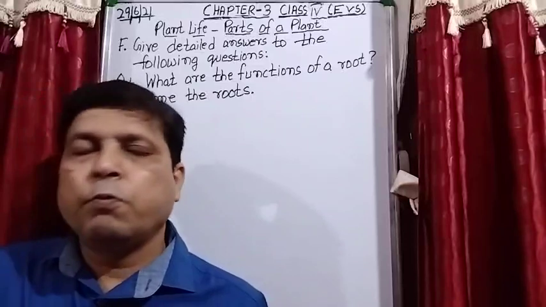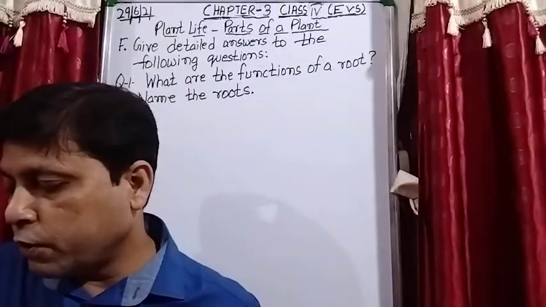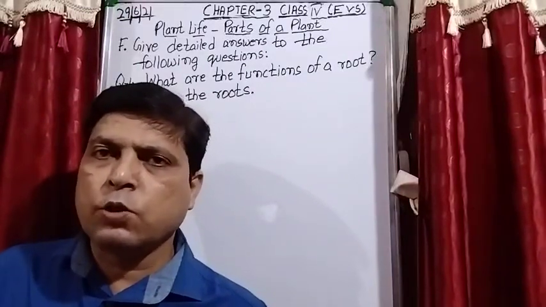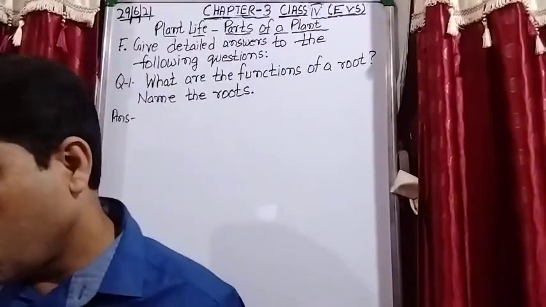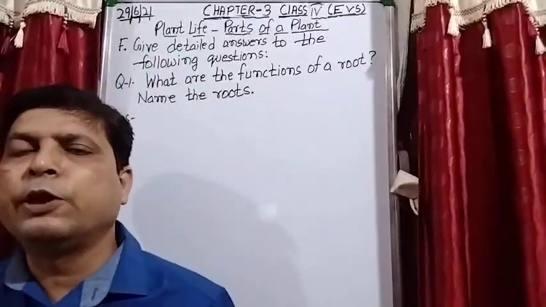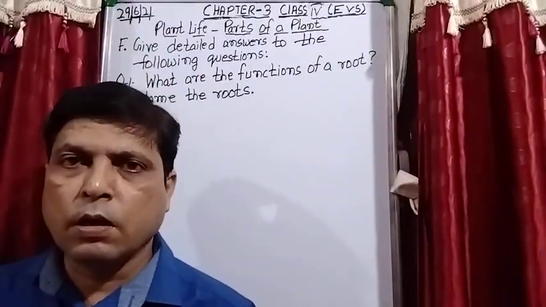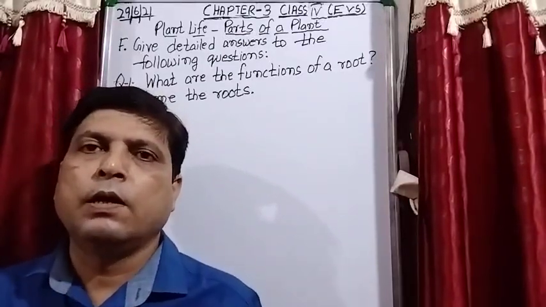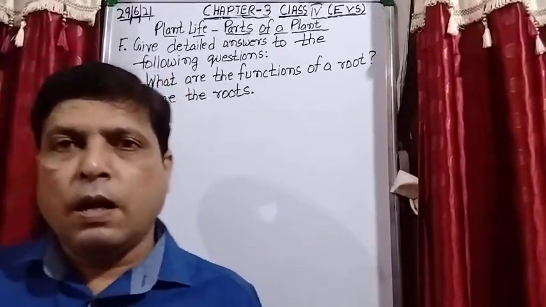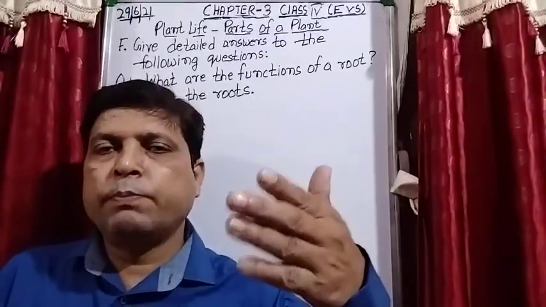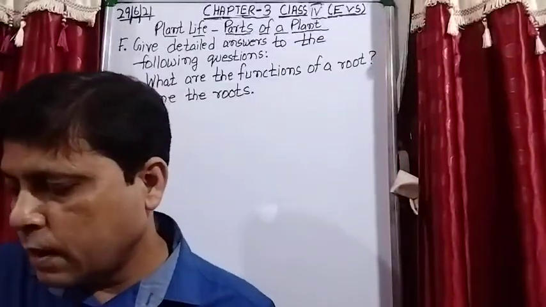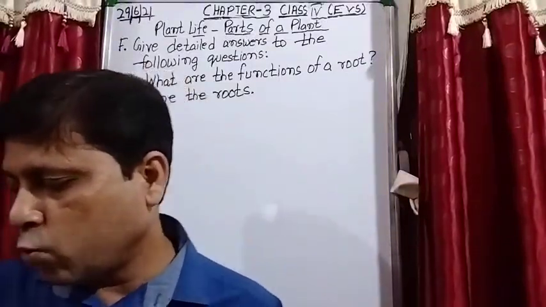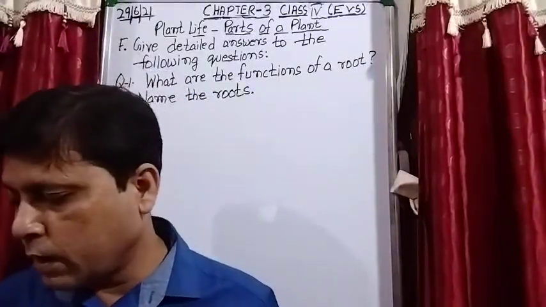After that, the functions of the root. Root fixes the plant firmly to the soil. This is the first function of the root. Is it clear? Because roots are in the soil and the stem is above the ground. So roots fix the plant firmly into the ground. They spread out in the soil and hold the plant firmly to the ground.